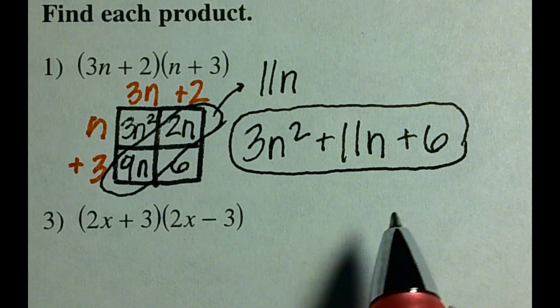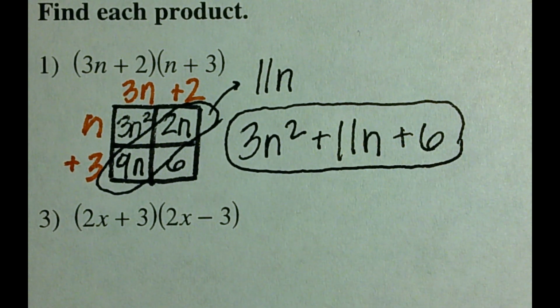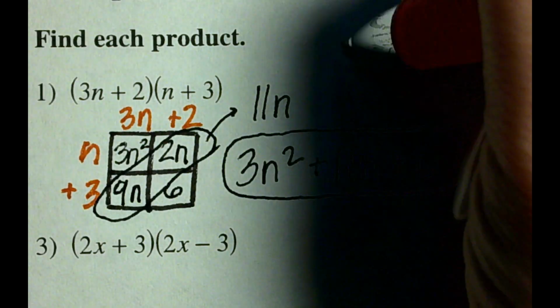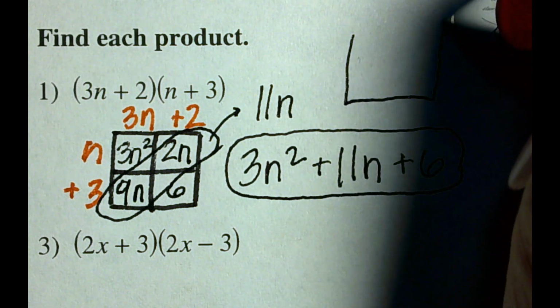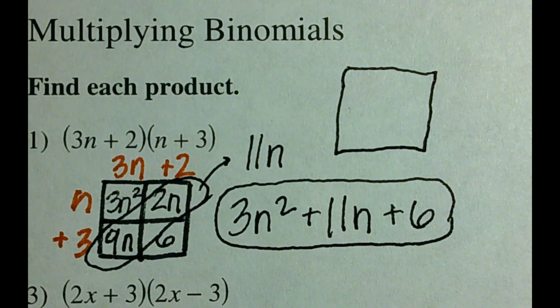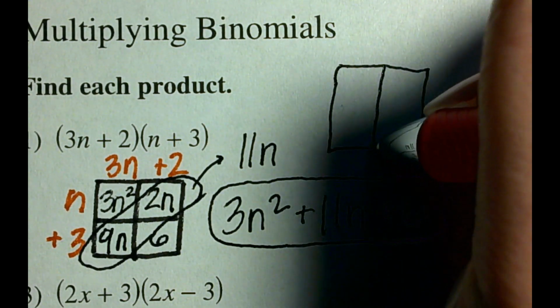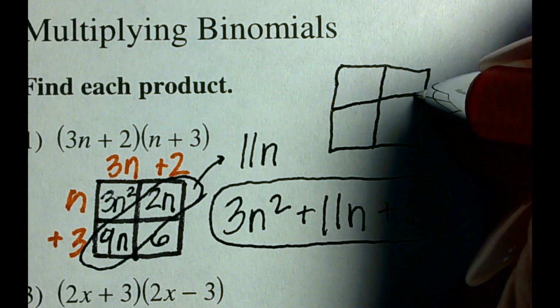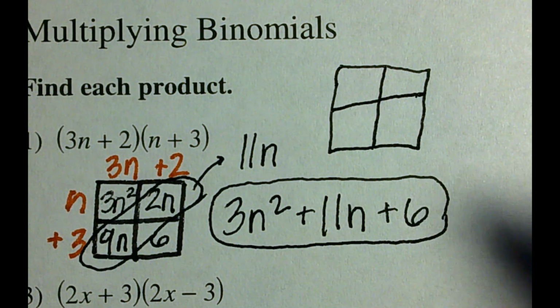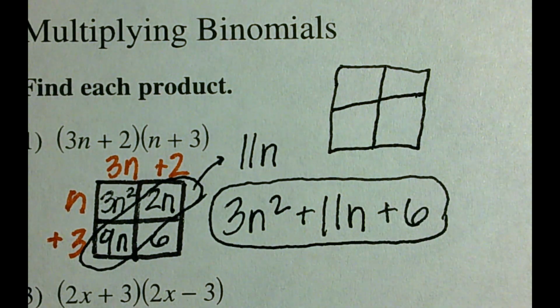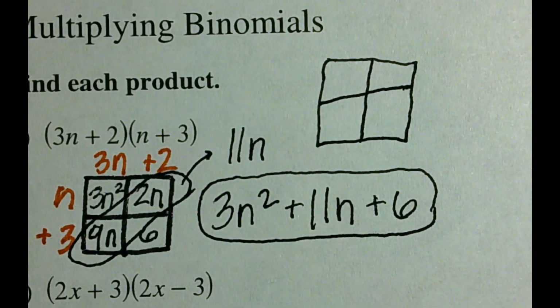Did you do it different and get the same answer? Yeah. How'd you do it? I did the distribution of multiplication in there. Okay, so did you write your numbers on a different spot? I did the FOIL method. Oh, you did the FOIL method.